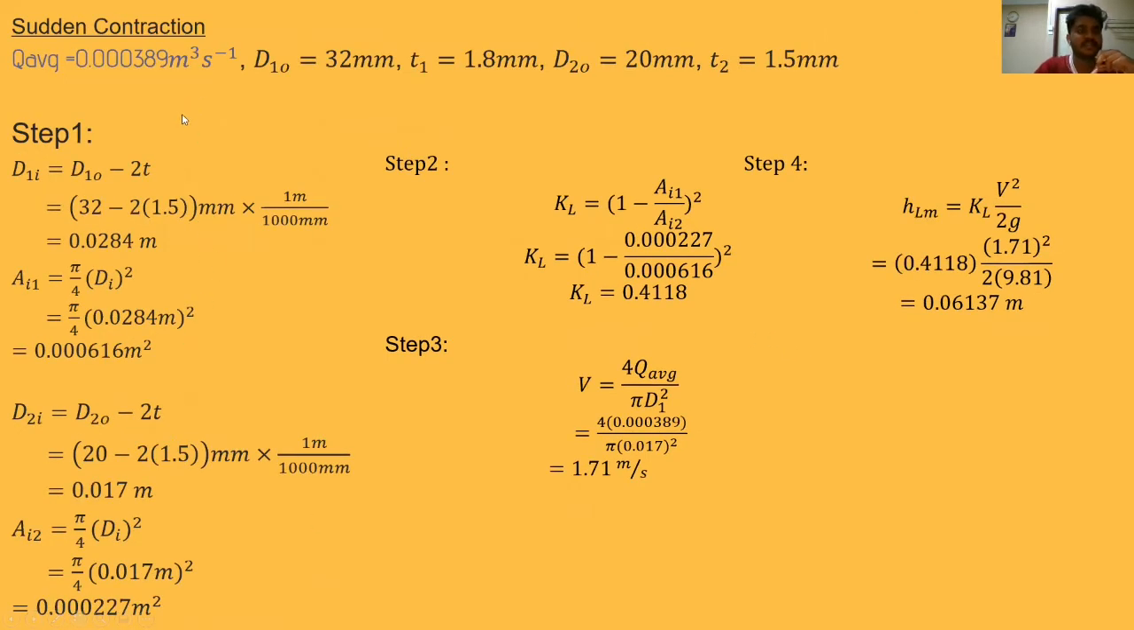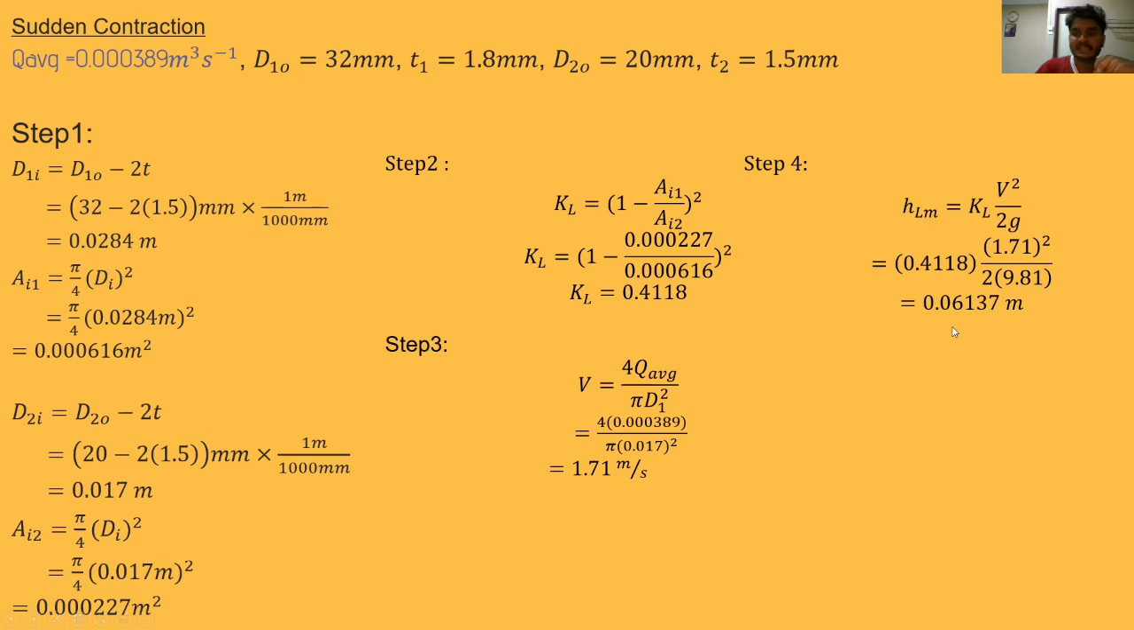For sudden contraction, it is just the same. The Q average is found previously, and the diameter and thickness value are given. We are using the same steps to find the diameter and the area. Step 2 and step 3 are repeated again.